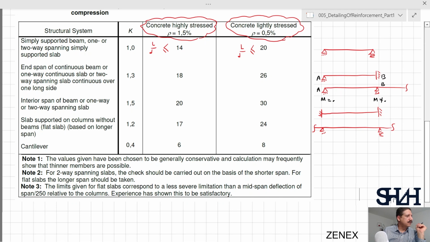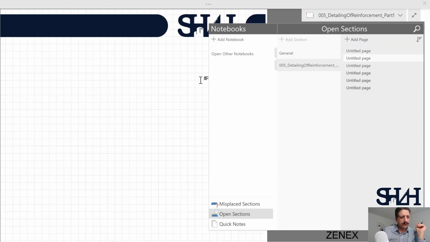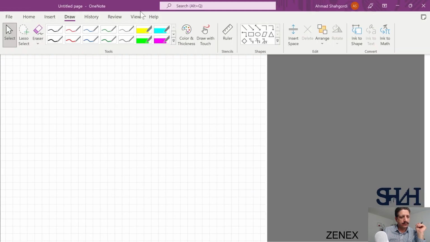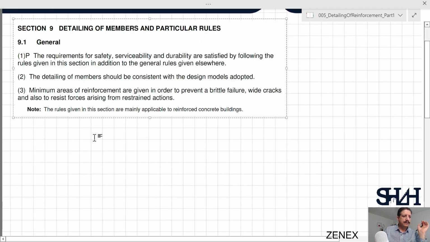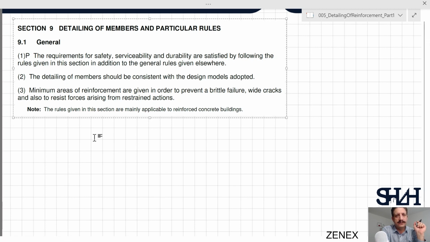After that we can go directly to the detailing chapter, which is chapter 9 of Eurocode 2. Section 9, detailing of members and particular rules. General: the requirements for safety, serviceability, and durability are satisfied by following the rules given in this section in addition to the general rules given elsewhere.